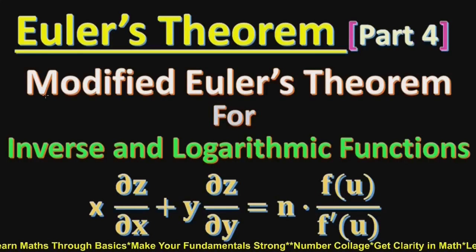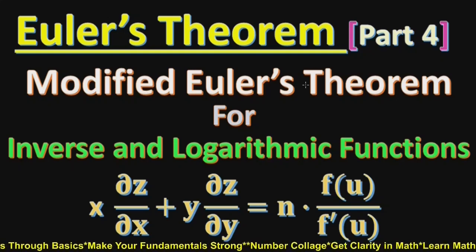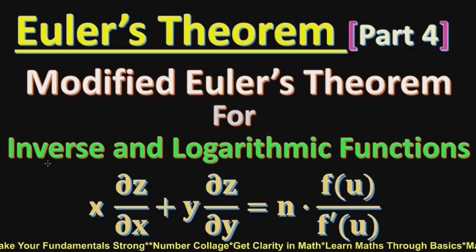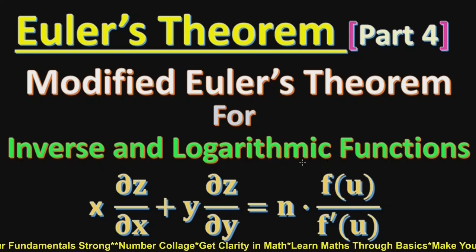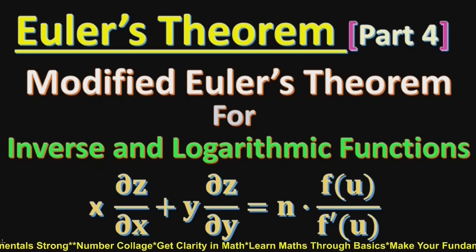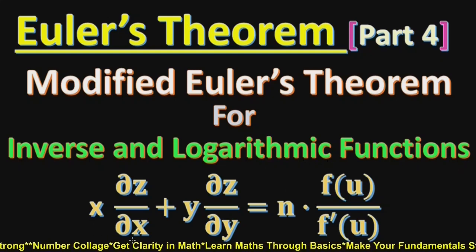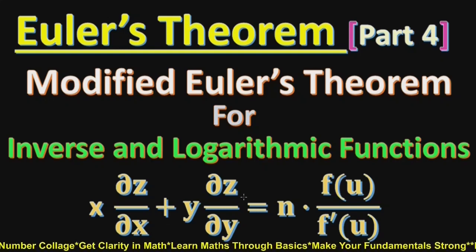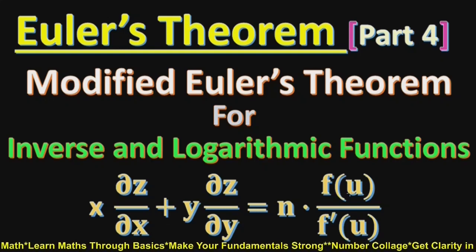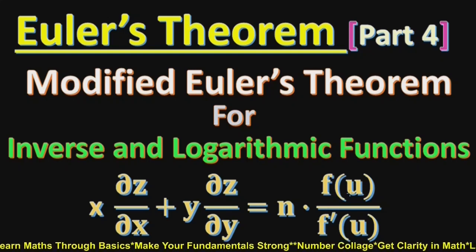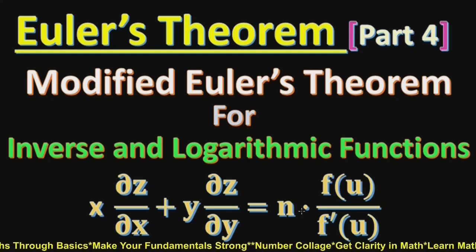In my last video, Euler's theorem part 4, we have studied modified Euler's theorem for inverse trigonometric functions and logarithmic functions, which is given as x ∂z/∂x + y ∂z/∂y, where f(u) is a homogeneous function of degree n in x and y.